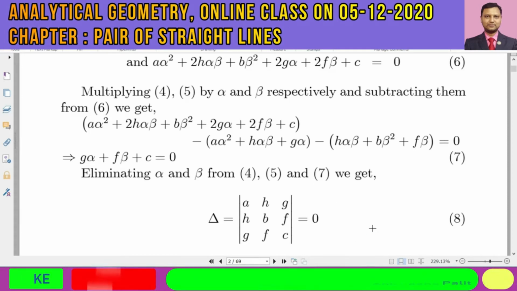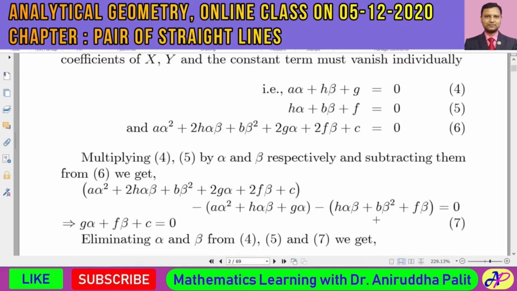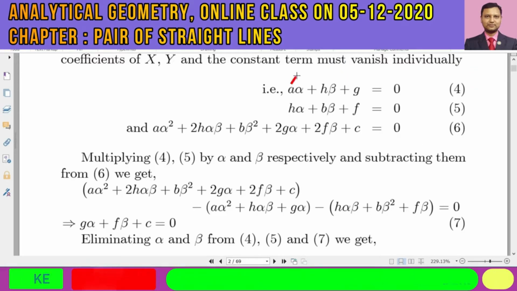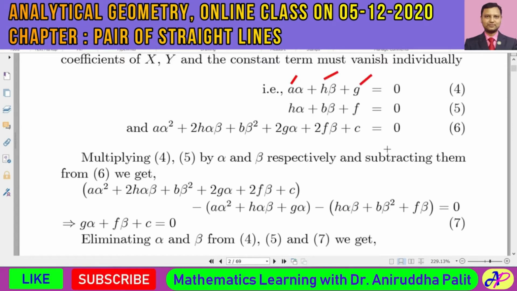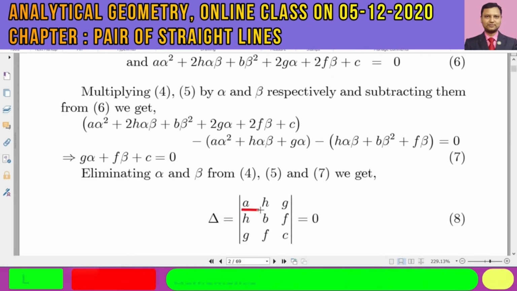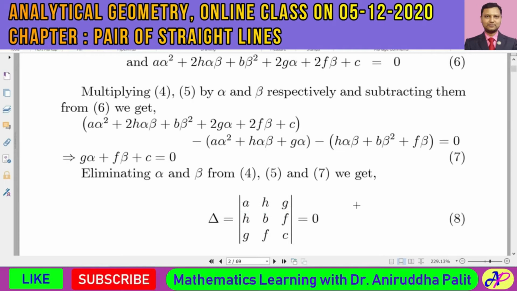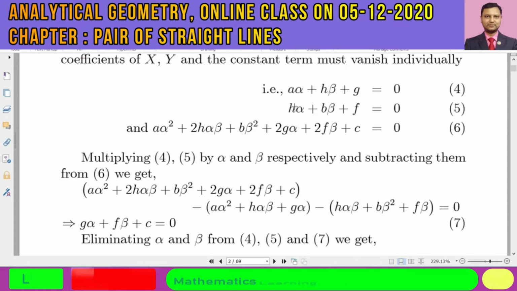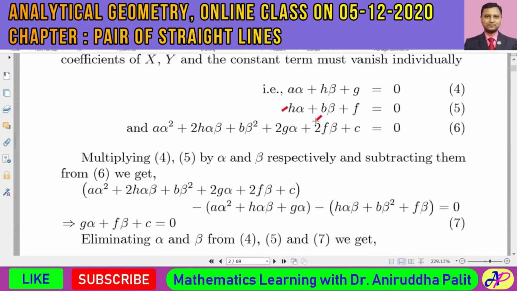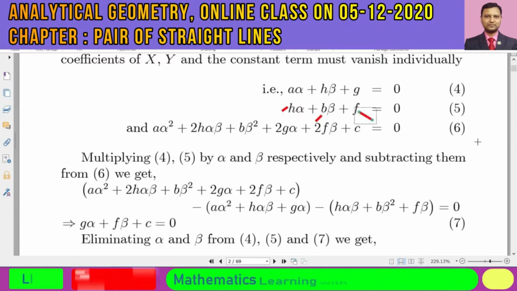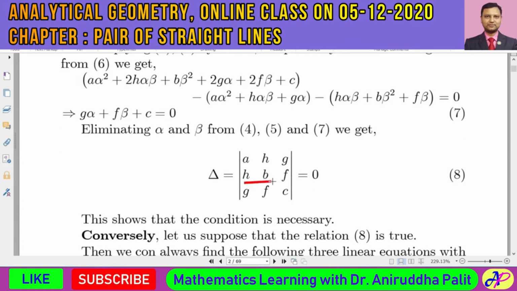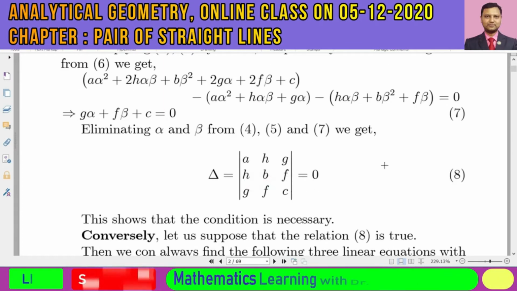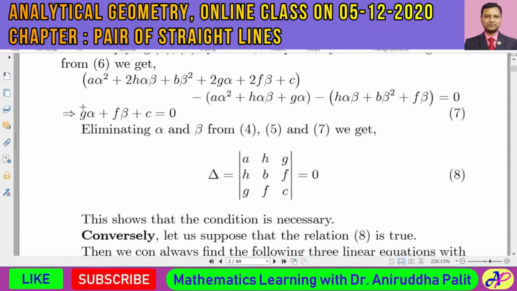What is this determinant? This determinant is actually this A H G. They would construct the first row A H G. Got it? Then the second row H, then B, then this F. They would construct the second row H B F. Okay, and the third row is G, this F, this C. They would construct this third row G, F and C.